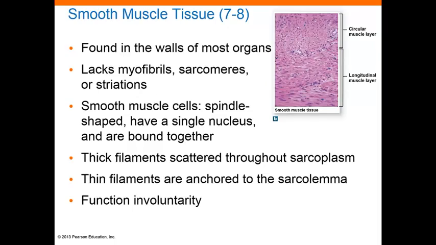Smooth muscle, on the other hand, is found in the walls of most organs and in the form of sheets, bundles, or sheaths. Smooth muscle lacks myofibrils, sarcomeres, and striations. They're smaller than skeletal fibers. They're typically spindle-shaped and have just a single nucleus. Thick filaments are scattered throughout the sarcoplasm, and thin filaments are anchored to the sarcolemma. So we don't see the sarcomere structure in smooth muscle cells. Instead, they're just scattered throughout the sarcoplasm or anchored to the sarcolemma. So what happens is when you have a contraction in smooth muscle, you get a twisting corkscrew-like motion.